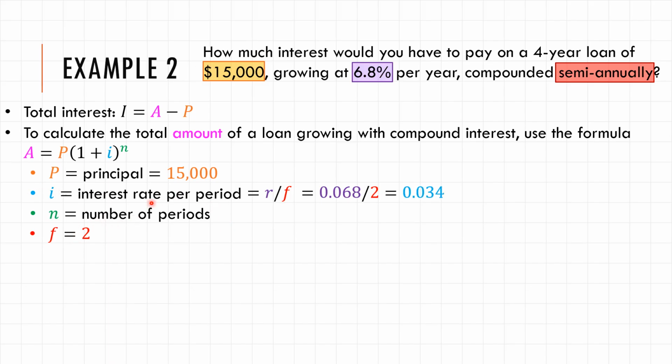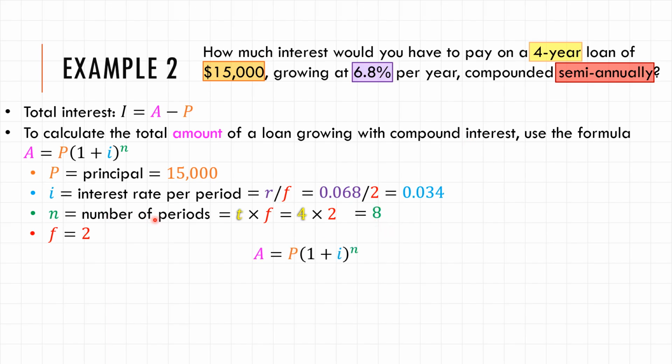So the interest rate for one period of 6 months is 3.4%, not the full 6.8%, because we did not wait a full year. How many periods are there going to be in 4 years? There are going to be 8 periods, right? Because each period is 6 months. And so there are 2 periods in a year. And 2 periods times 4 years, that's our term, is 8 periods in total.